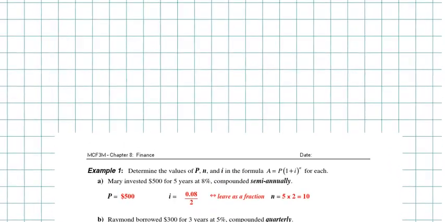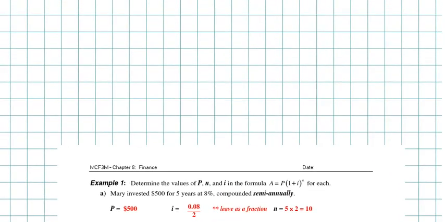Sorry, I have to go through this so I can hide the answer. Okay, determine the value of P, N, and I in the formula. Mary invested $500 for 5 years at 8% compounded semi-annually. So what's the value of P? 500. All you have to do right now is write P equals 500. They're not asking you to plug it in, they just want you to find the value.